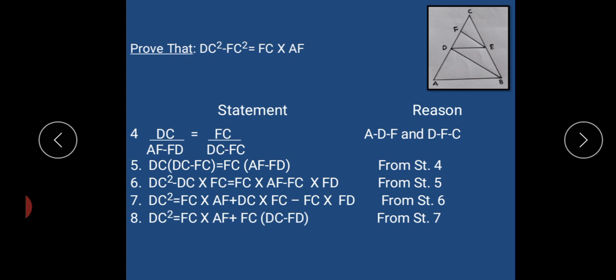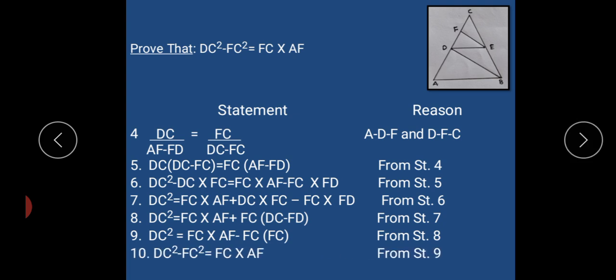Take FC common. So in the bracket you will get DC, this is total DC, minus FD. So what you get, that bracket is also FC. Yeah, FC into FC. This minus FC square from the right hand side, bring it on the left hand side. So DC square minus FC square is equal to FC into AF. The rider from this year's board paper.